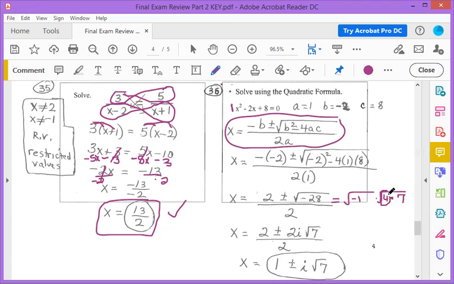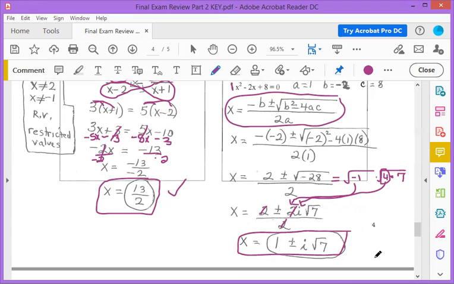Now we know the square root of 4 is 2. We also know the square root of negative 1 is i. And what's left is the square root of 7. So we have 2 plus or minus 2i times the square root of 7 divided by 2. All of these 2's can cancel each other out, leaving 1 plus or minus i square root 7. And that's our answer.